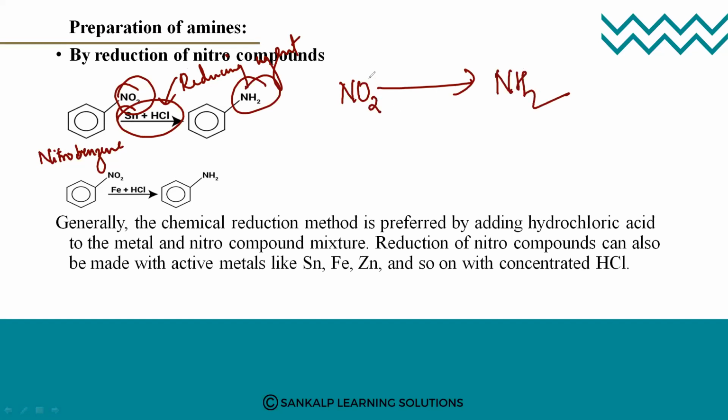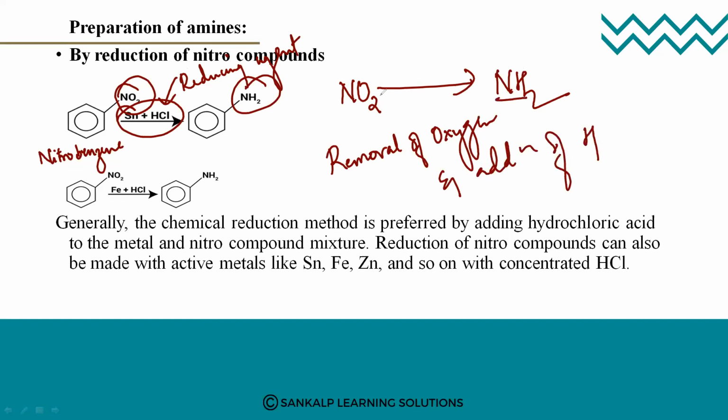What is done? There is removal of oxygen and addition of hydrogen. You can see, right? So this is undergoing reduction. We are converting our NO2 group to NH2 in the presence of tin and HCl, which is a reducing agent.